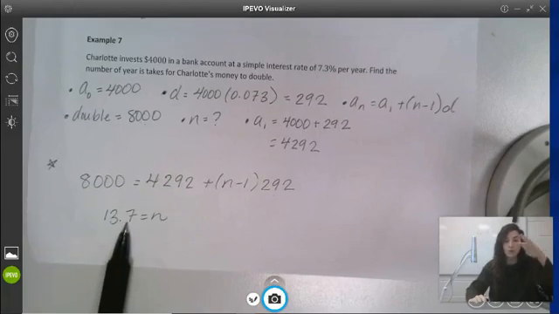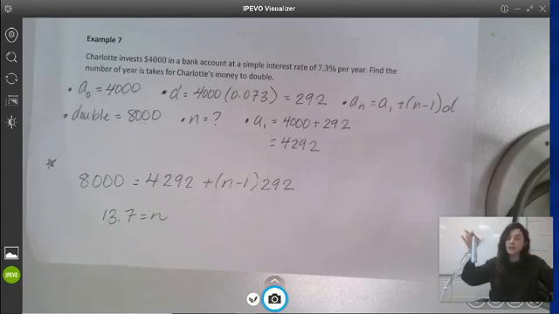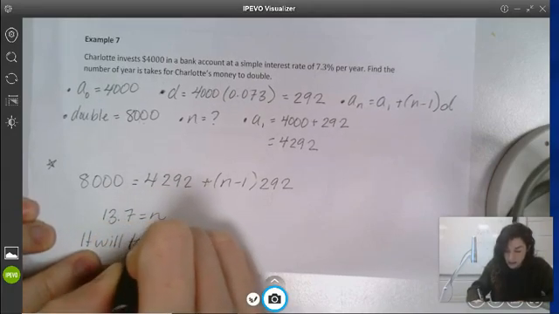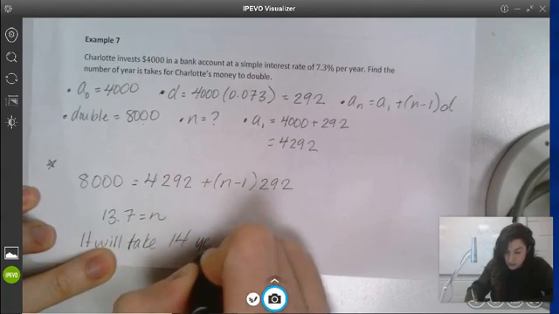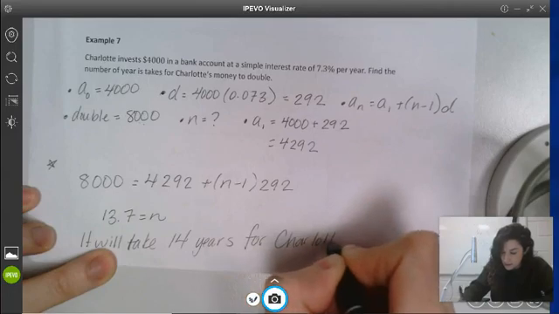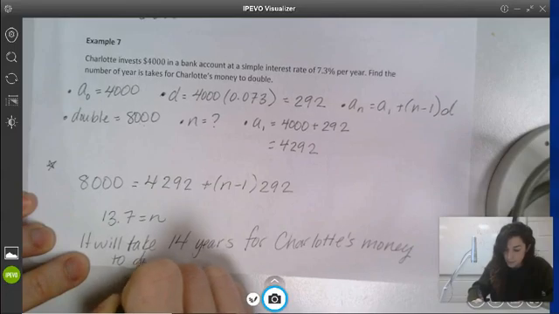Even if this was 13.1, we wouldn't be able to round down to 13, because think about it, if you're still at 13, technically it takes you to get to that 0.1 in order for you to hit 8,000. So since we haven't gotten to 8,000 at 13, you have to say, oh, okay, well, I have to wait till next year to get above 8,000. So it will take 14 years for Charlotte's money to double.